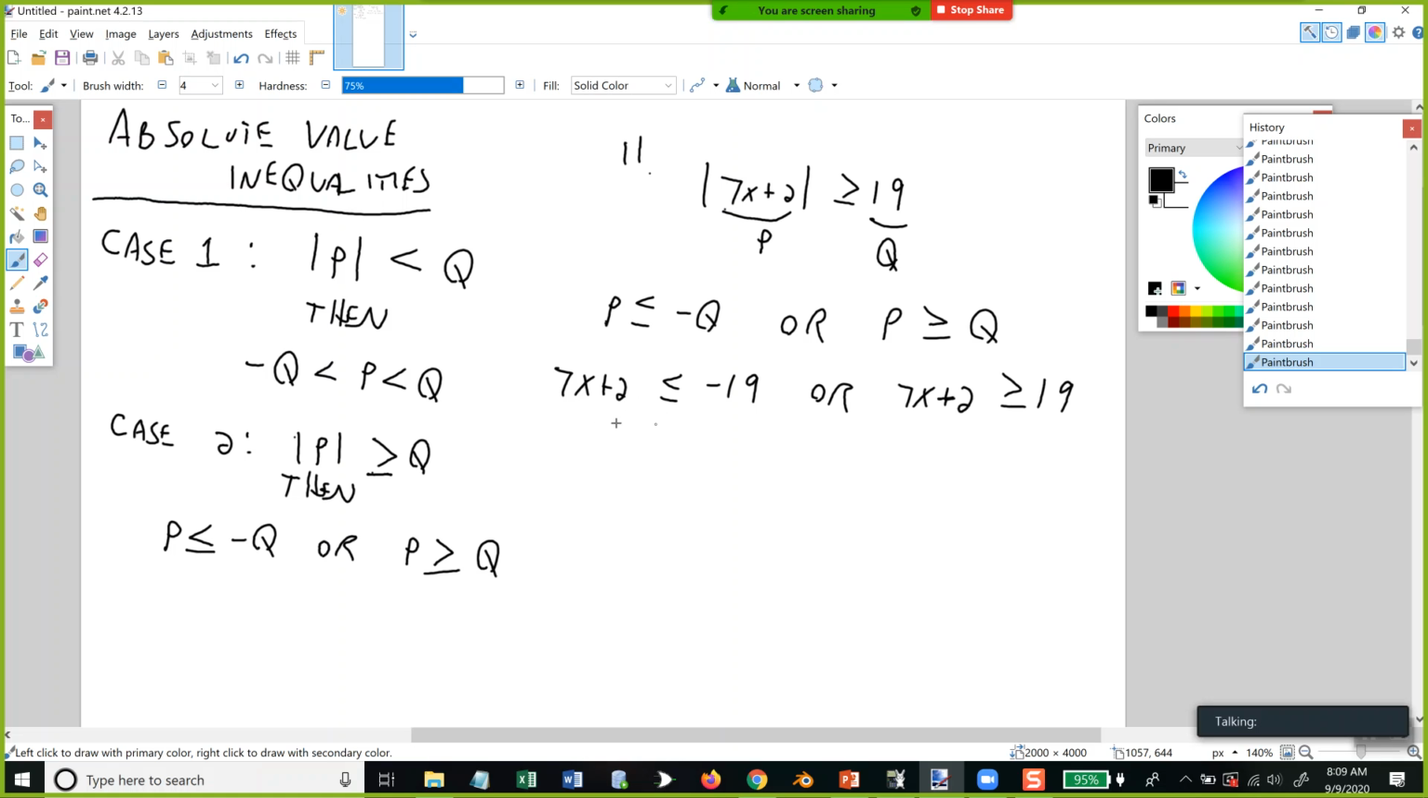Now these are just regular linear inequalities, so I'm going to solve each one of them separately. So take 2, move it over. That becomes a negative 2. Negative 19, negative 2 is negative 21. Divide both sides by 7, and we got x is less than or equal to negative 3. On this one, I'll take the 2 over.